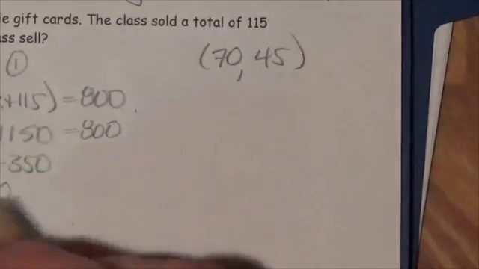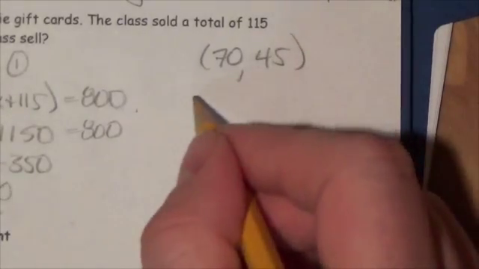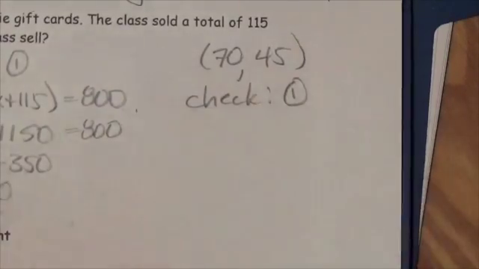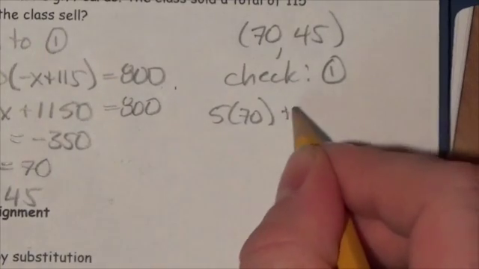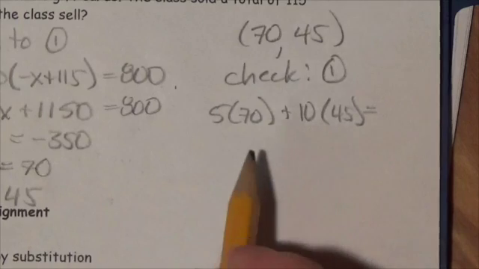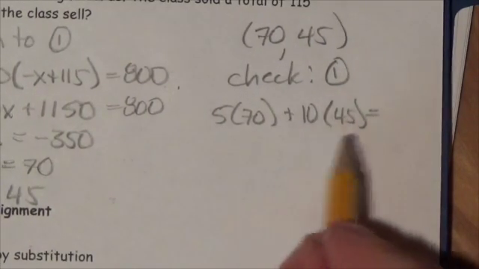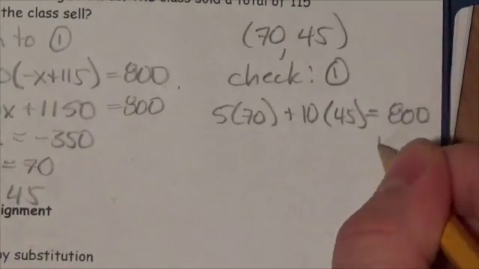Now I got that by putting that in equation 2. So I'm going to check the answer by going into equation 1. So this will be 5 times 70 plus 10 times 45. And let's just see what we get here. So this is going to be 350 plus 450. Yeah, that equals 800. That's exactly what I wanted it to equal.